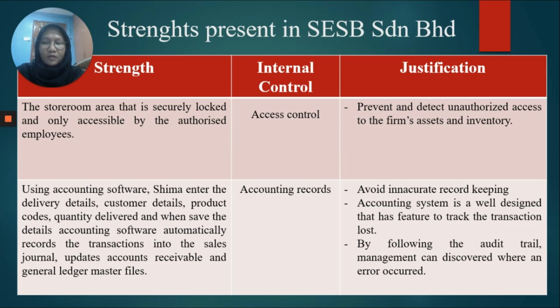For the second strength, we can see that Shima, who is an accountant, uses accounting software to enter delivery details, customer details, product codes, and quantity delivered. When she saves the details, the software automatically records the transaction into the sales journal and updates account receivable plus general ledger master files. We can see that Shima is applying accounting records from the internal control procedure. The benefit of using accounting software is that we can avoid any inaccurate record keeping.